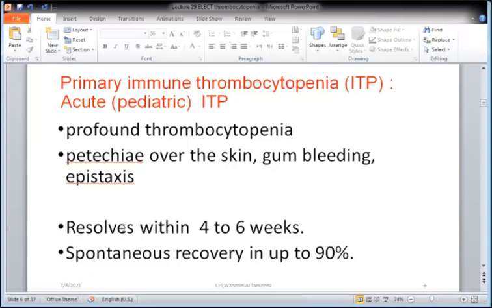The disease usually resolves within 4 to 6 weeks, so it is a self-limiting disease associated with spontaneous remission after these antibodies get degraded. It is associated with spontaneous recovery in 90% of the cases. فإذا دائما يحتاج reassurance للأم، reassurance للعائلة، لأنه it is a self-limiting disease. We have to wait up to 4 to 6 weeks. We have to keep observation.